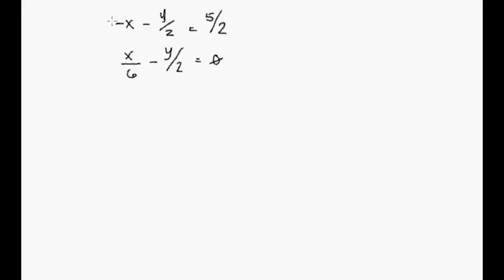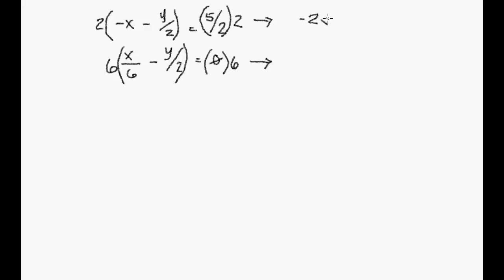All right, so we're going to take this first one and multiply it by 2. And remember, what you do to one side, you have to do to the other side to keep it in balance. Then we're going to multiply this side by 6. Again, remember, what you do to one side, you have to do to the other side. So this simplifies to minus 2x minus y equals 5, and this one simplifies to x minus 3y is 0.